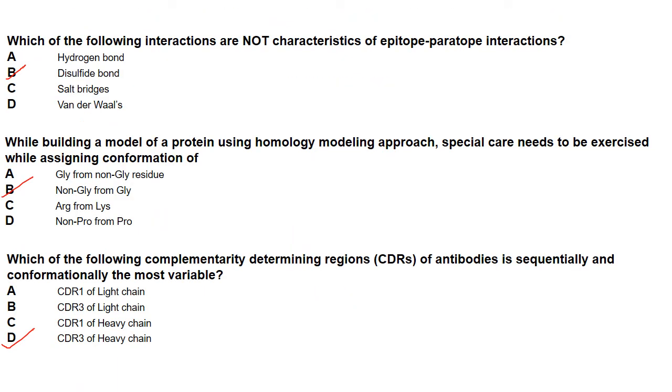Then which of the following interactions are not characteristic of epitope-paratope interaction? So it is disulfide bond. Then next one. While building a model of protein using homology modeling approach, special care need to be exercised while assigning conformation of non-glycine from glycine. Answer is option B. Then which of the following complementarity determining regions of antibodies is sequentially and conformationally the most variable? So it is CDR3 of heavy chain, that is most variable. Answer is option D.